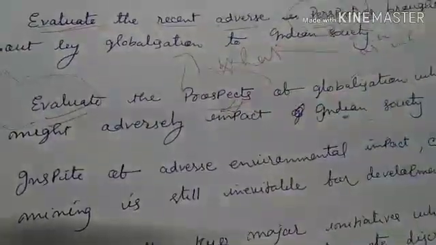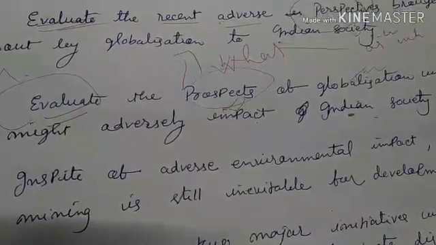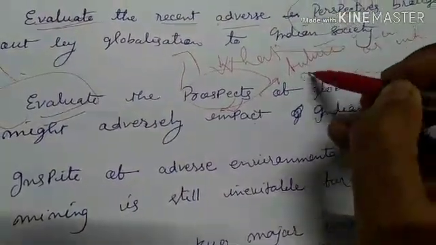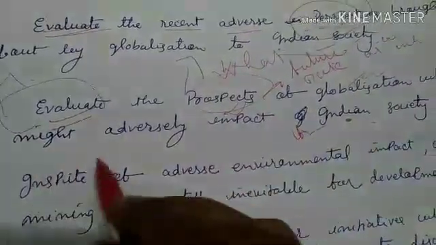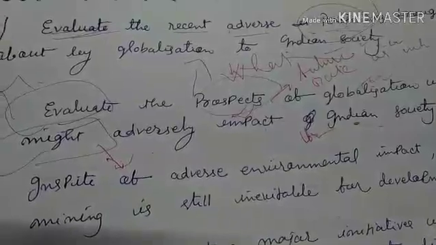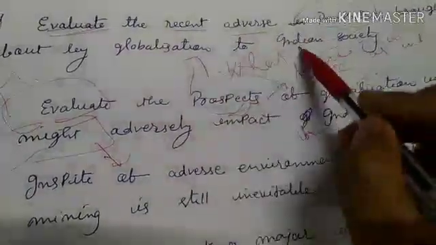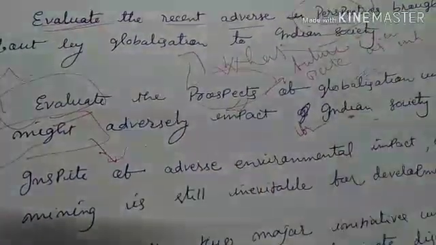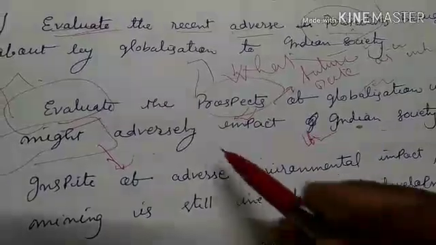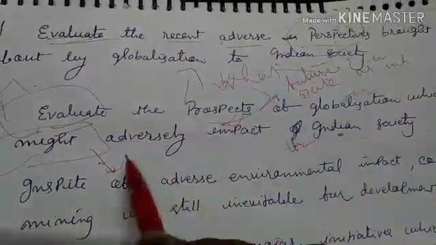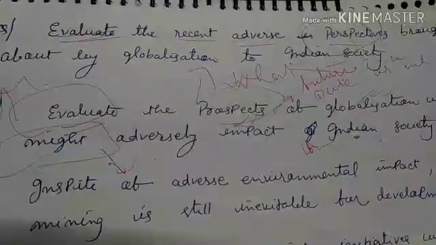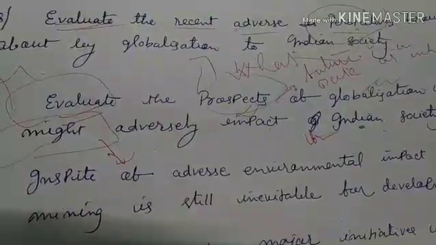But when we say prospects, prospect means not the whole picture, just a general view, one or two perspectives. And prospects means somehow future possibilities, a potentiality. That is why future tense, probability, is used here. But perspectives does not generally indicate future possibility. So "evaluate the recent adverse perspectives brought about by globalization to Indian society" means we are asked to evaluate the whole adverse picture that has been brought about by globalization to Indian society. But "evaluate the prospects of globalization which might adversely impact Indian society" asks us to evaluate some future possibilities, a general view, one view that might be brought by globalization to Indian society.